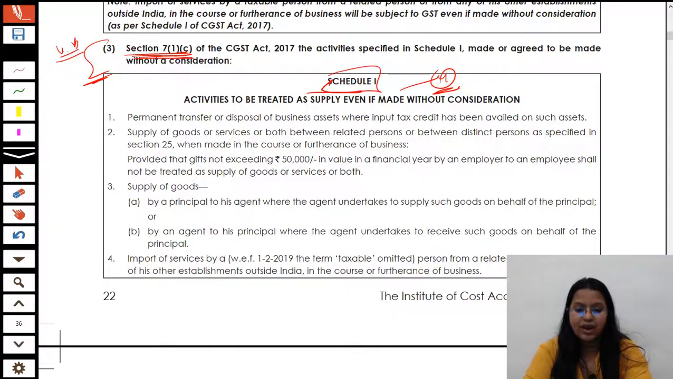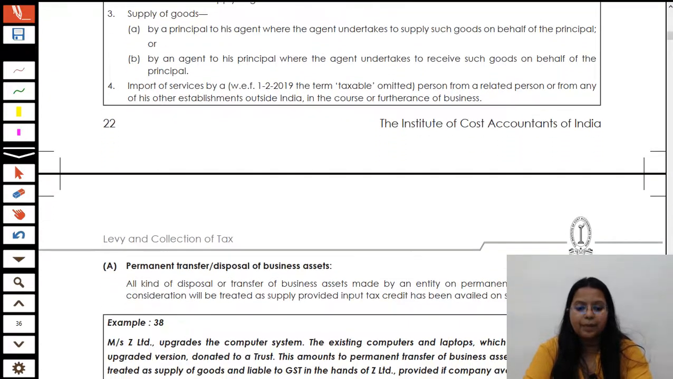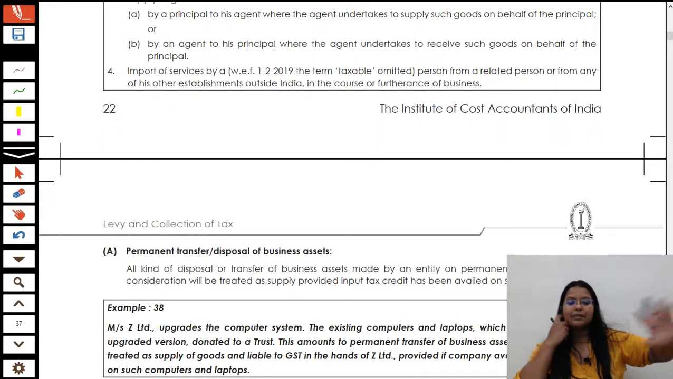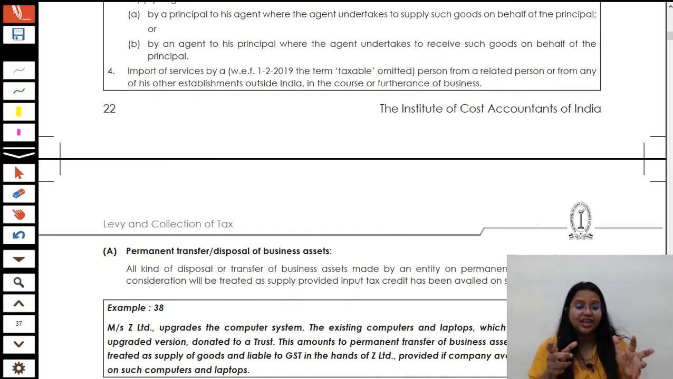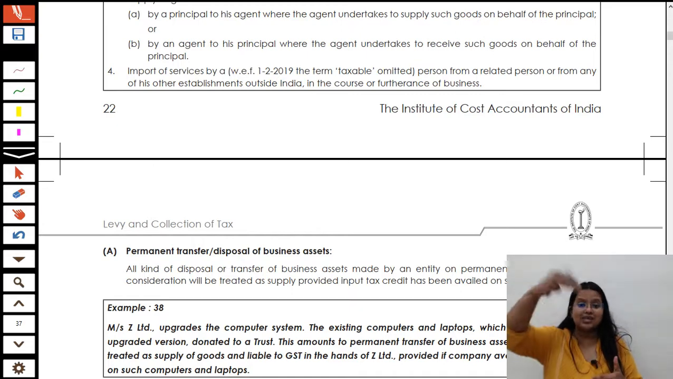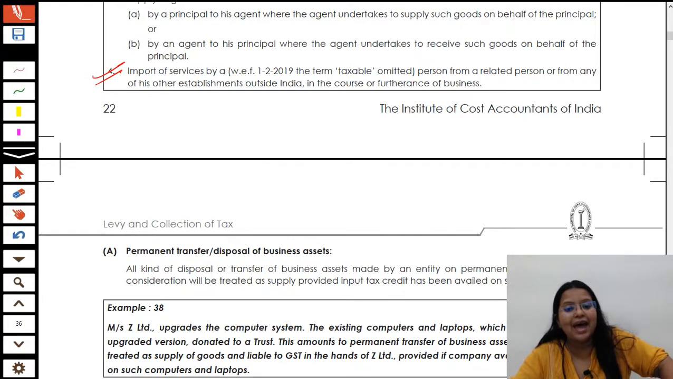Now students, the next point is para number 4. But always remember, for a principal-agent relationship, the agent can either be a buying agent or a selling agent, but for the del credere agent, the agent shall always be a selling agent. Because he takes on the risk of payment, obviously he will be a selling agent. Next is point number 4, that is para number 4 of Schedule 1 of CGST Act 2017.